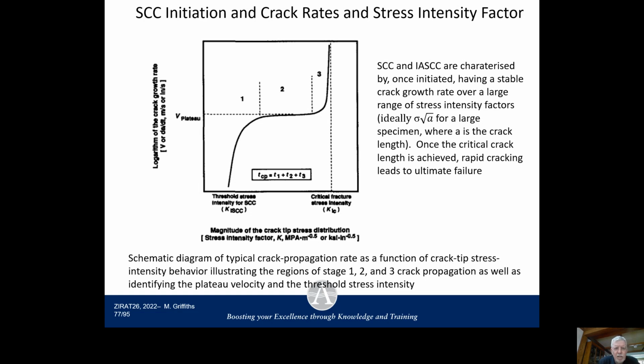This plot is very similar to the plots that are used for delayed hydride cracking in zirconium alloys. In the zirconium alloys case, the cracking comes from hydride cracking, but they have some commonalities in that they both involve the formation of a brittle phase at a crack tip.